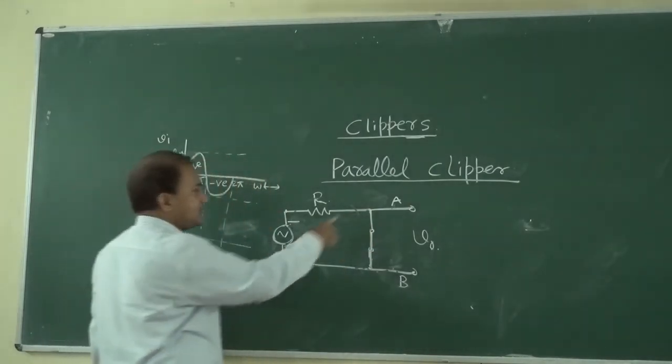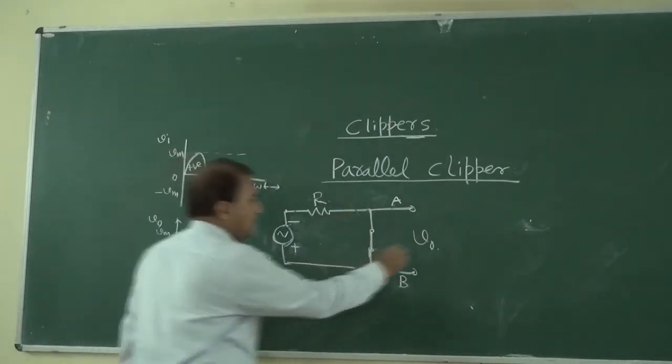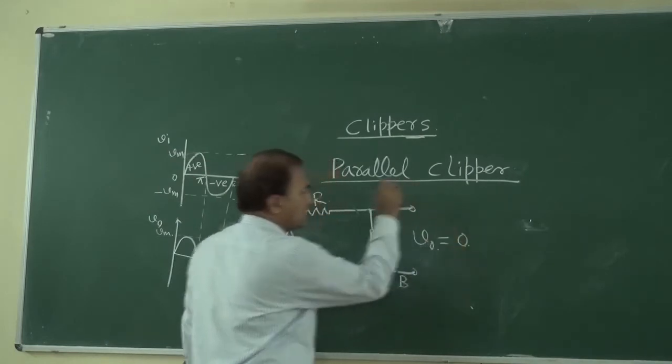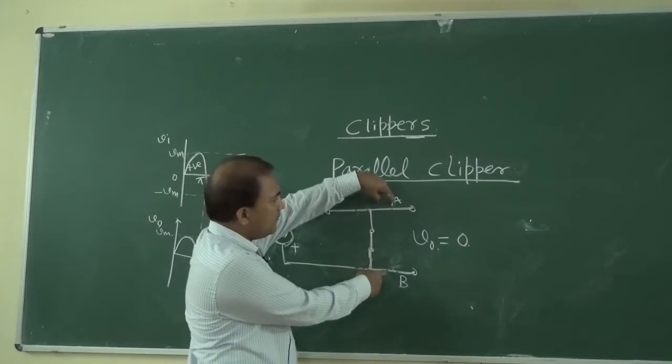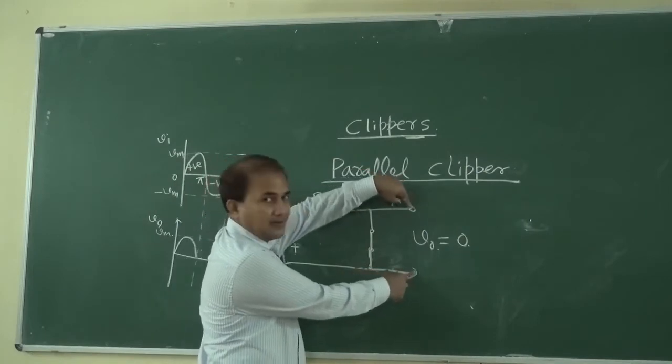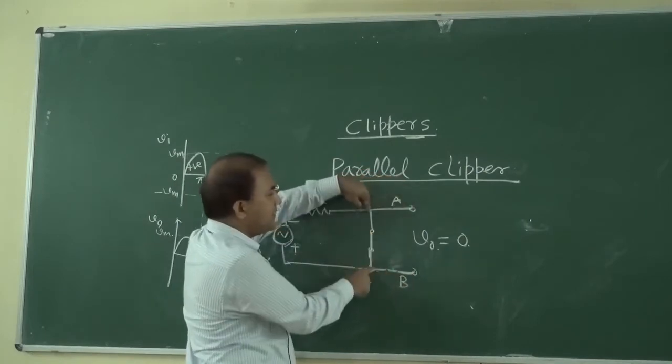Okay, so this is replaced with a short. So V output is equal to 0. Why is V output 0? Because we are measuring voltage across points A and B, and it is shorted.